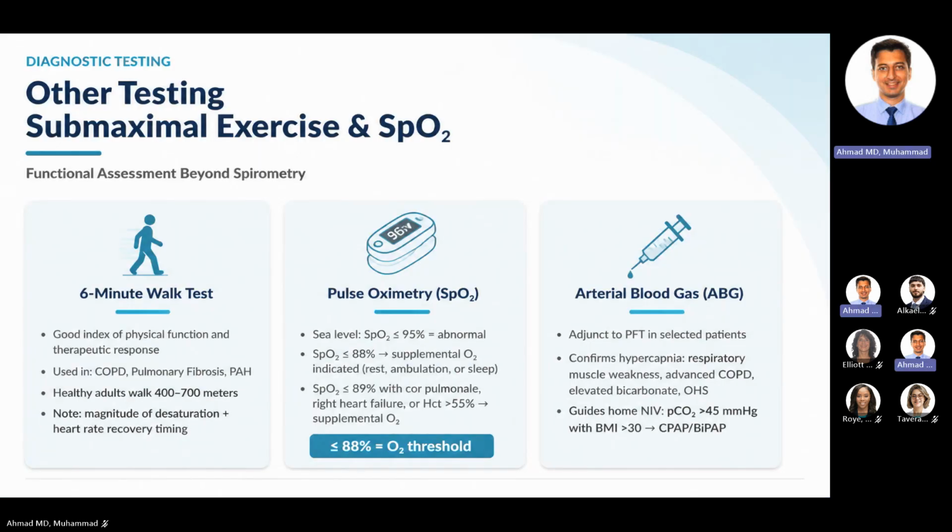Some of the other tests we do in pulmonary function testing is a 6-minute walk test, which is a good index of physical function and therapeutic response. We do this in our pulmonary office with all individuals with COPD when they come back for follow-up in 3 months, and in patients with pulmonary fibrosis and interstitial lung disease. You want to see the outcome of the treatments that have been recommended to them. Healthy adults walk between 400 to 700 meters, and the magnitude of desaturation and heart rate recovery helps in knowing their progress. A pulse oximetry is important.